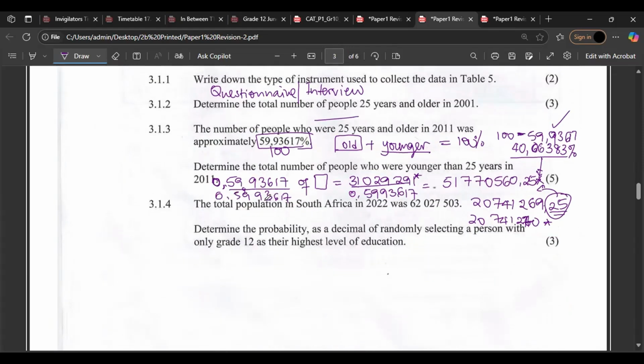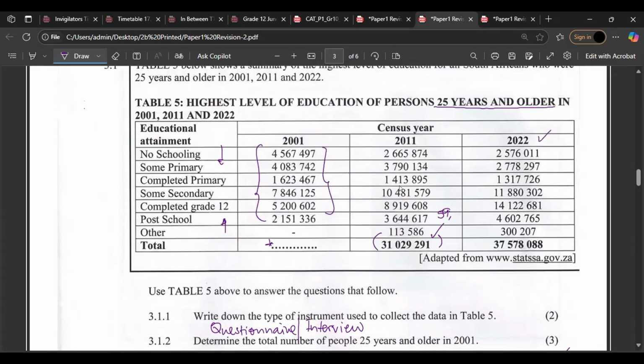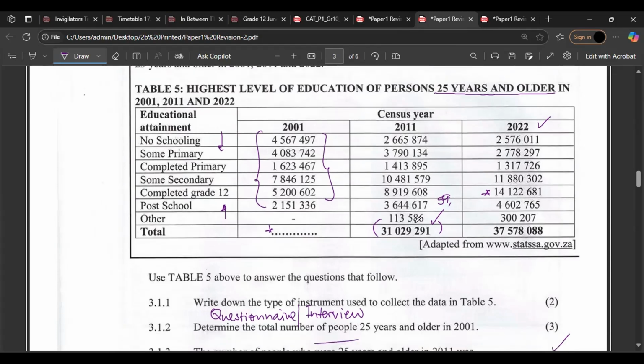Okay, population in South Africa in 2022 was 62,027,503. Determine the probability as a decimal of randomly selecting a person with only grade 12 as their highest level of education. Only grade 12. Remember, now here we shall go straight to 2022. If it's there, go straight to 2022. You're wonderful. It's there. Highest completed degree. Here we have 14,122,600.